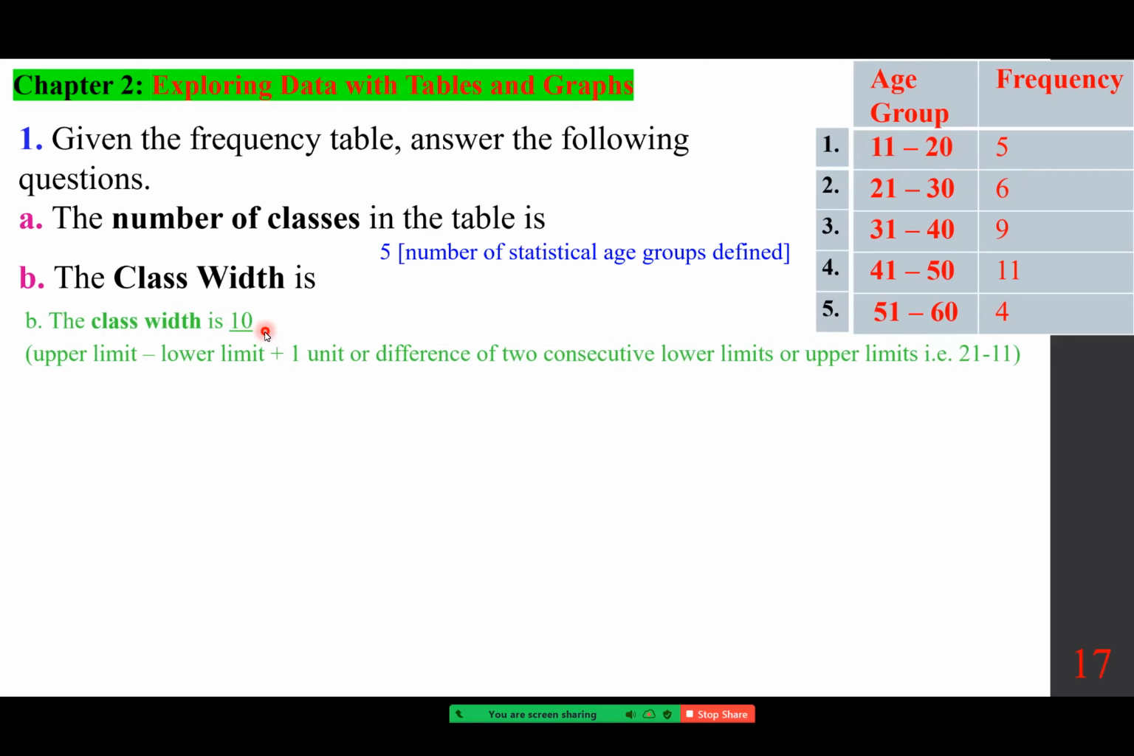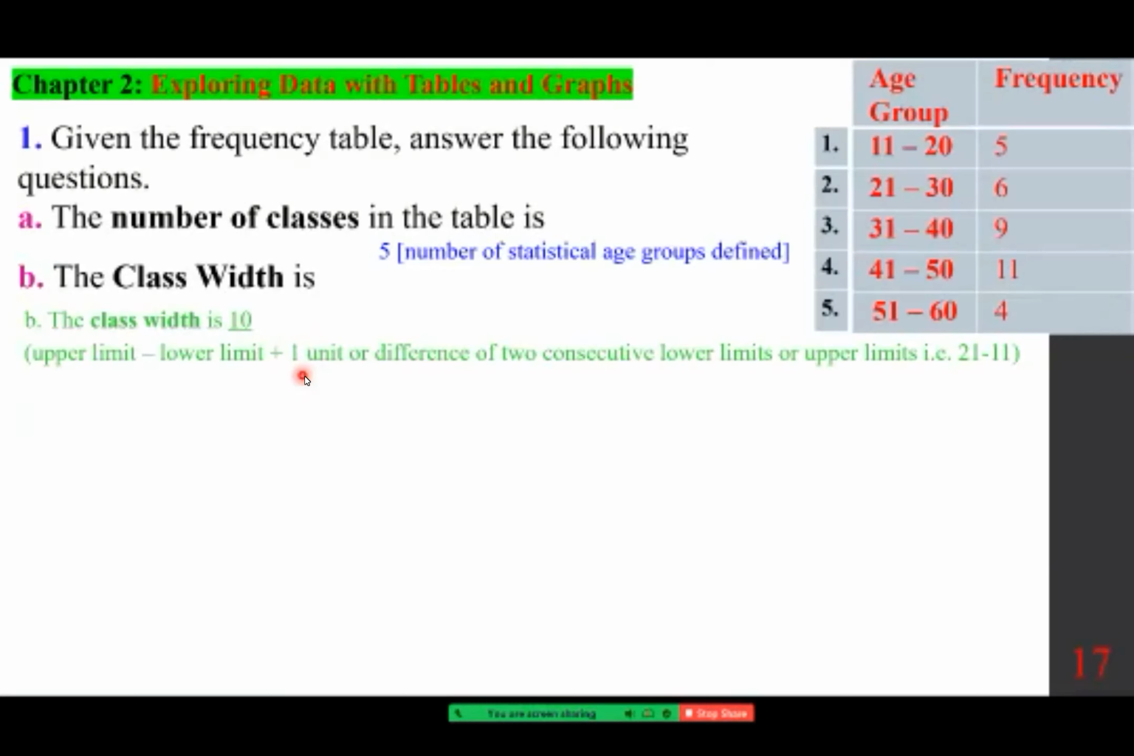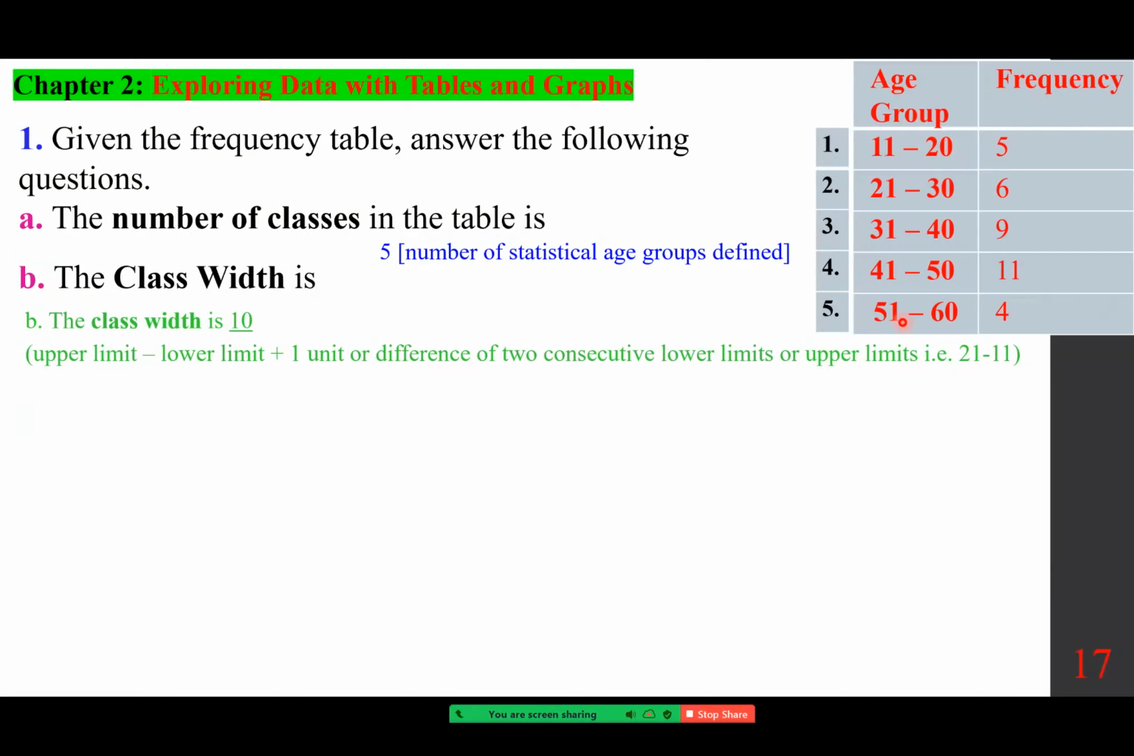The class width is 10. Why is that? Upper limit minus lower limit plus 1 unit. Now, I want to explain this unit. This unit may be 1, maybe 10,000, maybe 0.1, depending upon what type of numbers are given. Or the difference of 2 consecutive lower limits or upper limits, for example, 21 minus 11. So you can look at these two. As long as they are consecutive, you can come up with the width.